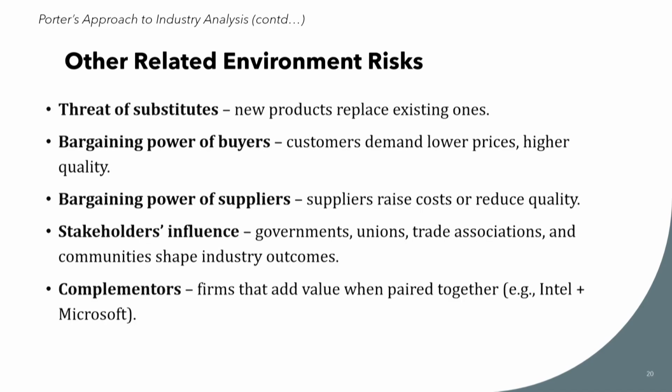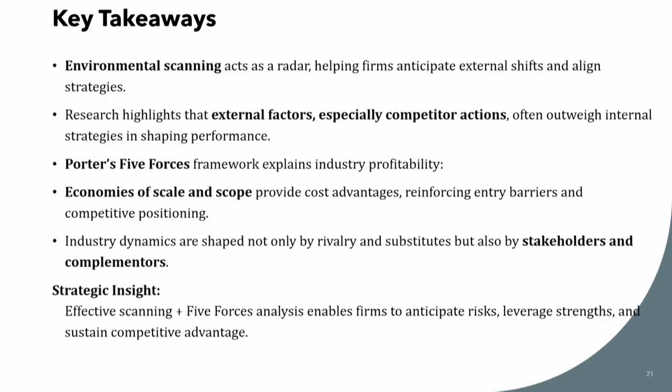Beyond rivalry and entry barriers, the points we discussed until now, industries also face risk from substitutes and powerful buyers and suppliers. Stakeholders like government and unions add further complexity. Finally, complementers, firms that add value together like Intel and Microsoft, can significantly influence industry dynamics.